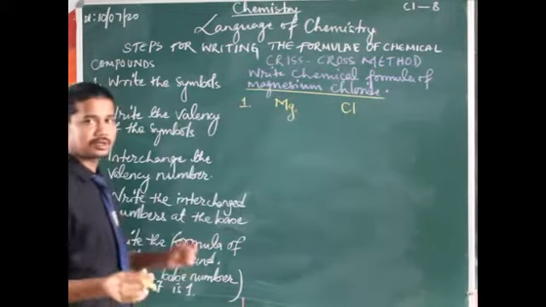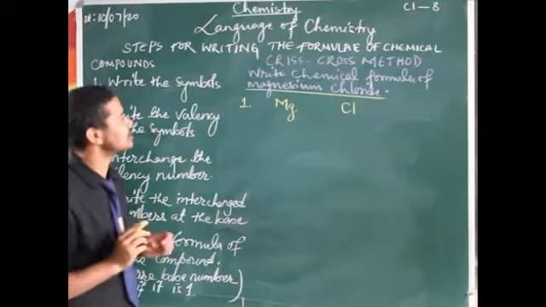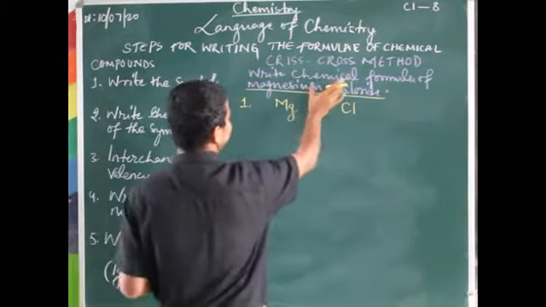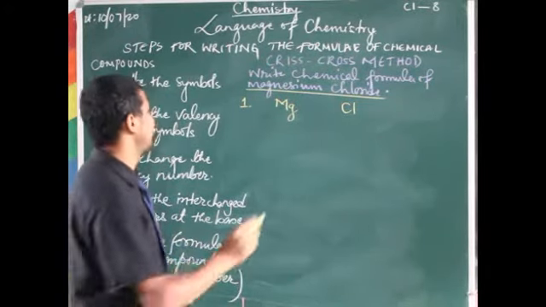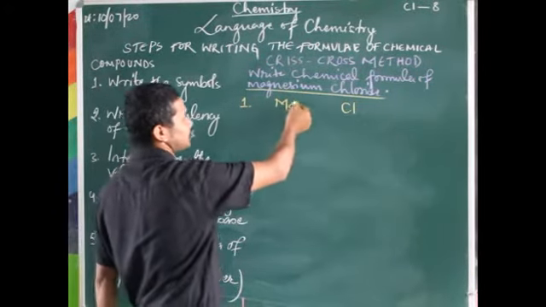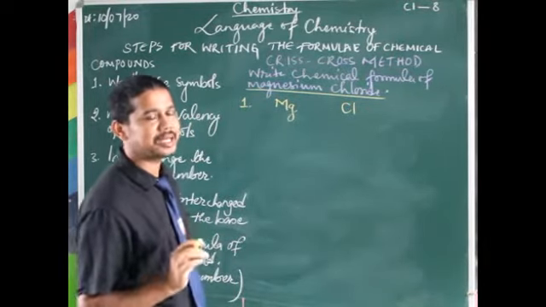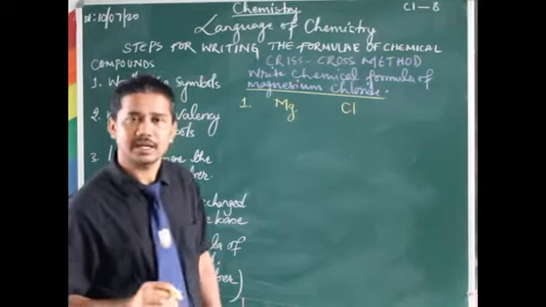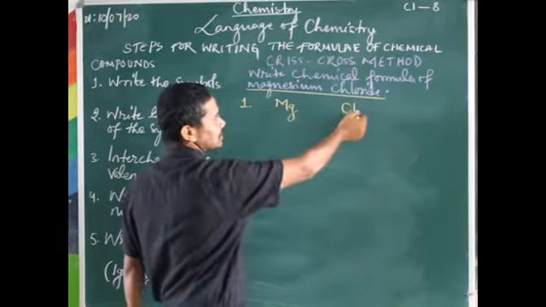Symbols of elements or radicals that constitute the compound. That means in this compound magnesium chloride, what are the elements present? Elements present are magnesium and chlorine. So the names of the elements or radicals present in the compound. That means magnesium Mg, chloride Cl.